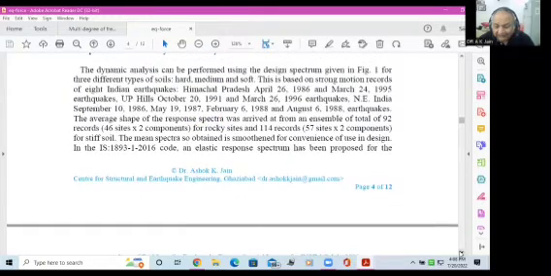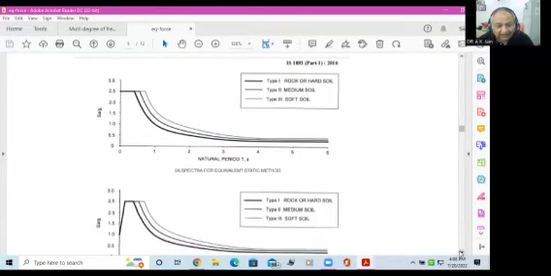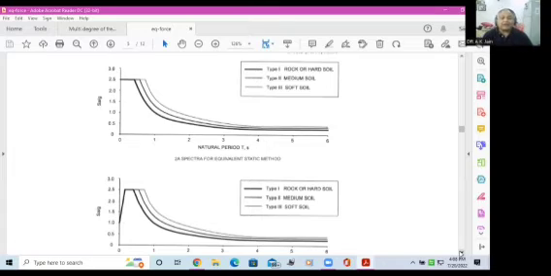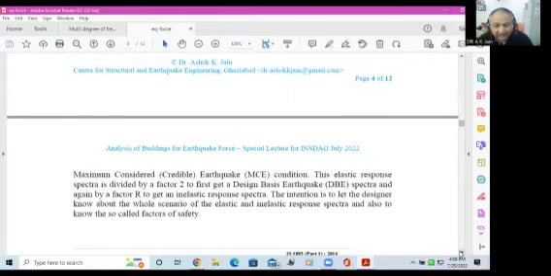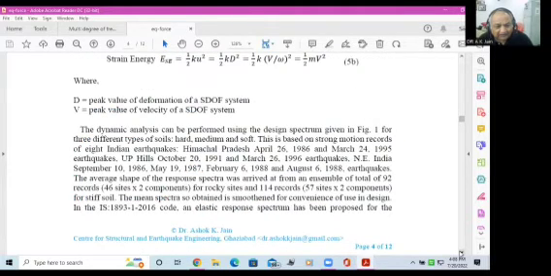This spectra here is based on various earthquakes recorded in India in the last 50 years or so. Most of the earthquakes have occurred in the northeast of India, in the Himalayan region, or in Kashmir. Based on that set of earthquakes, they used, out of those, 8 Indian earthquakes.